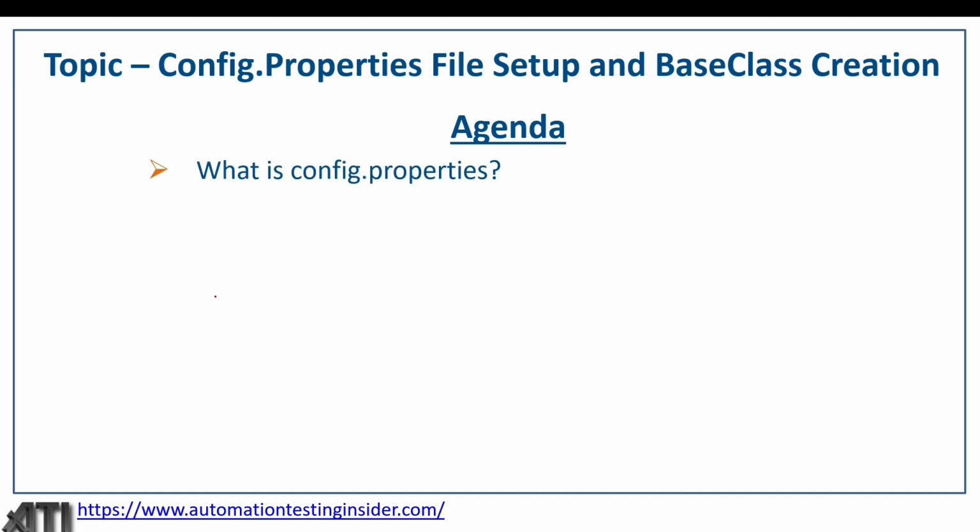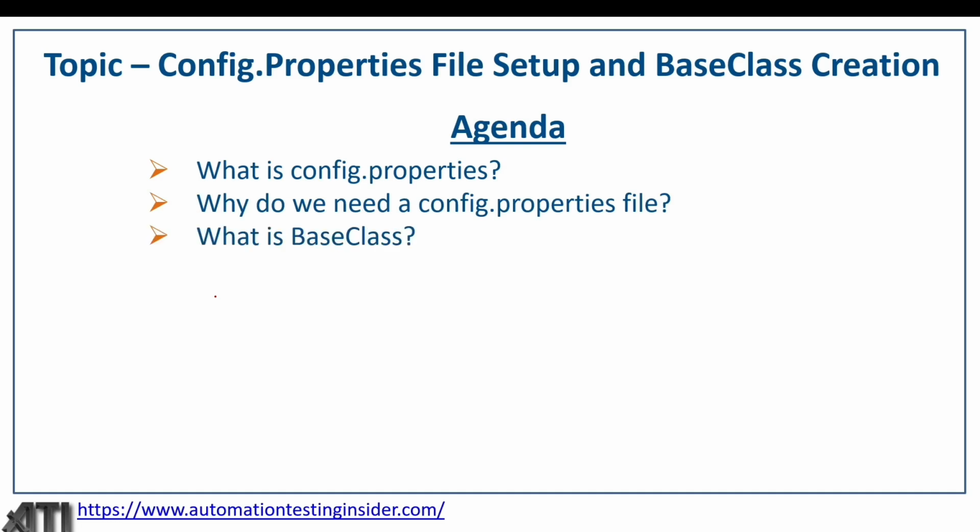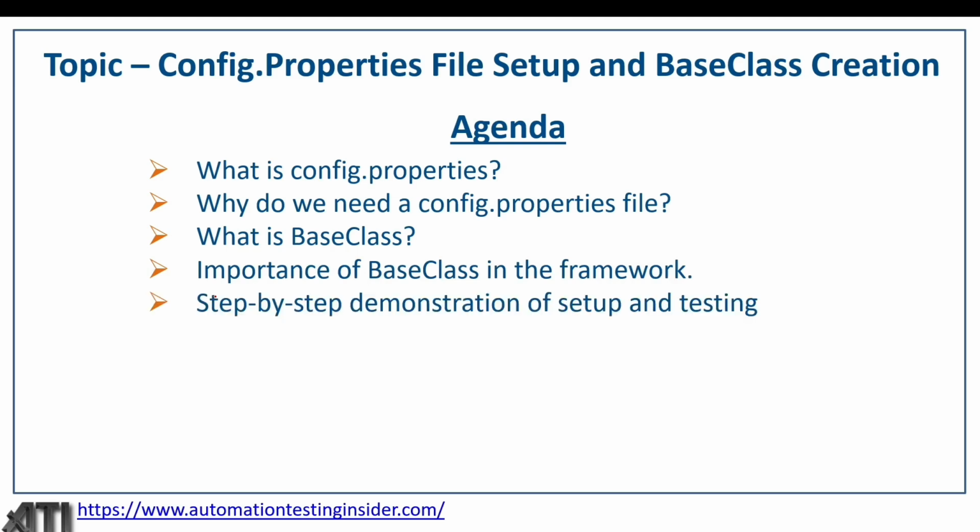We need to understand what the Config.properties file is before practically looking into it, right? We should know what the Config.properties file is and why we need it, and later on we'll talk about what the base class is and what the importance of the base class is in the framework. And later on I'll show you step by step how we can set up the config.properties file in our Eclipse project, and how we can set up the base class.